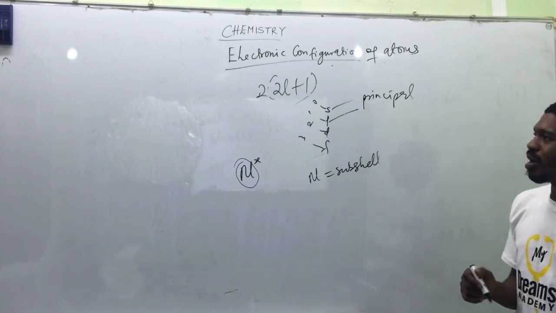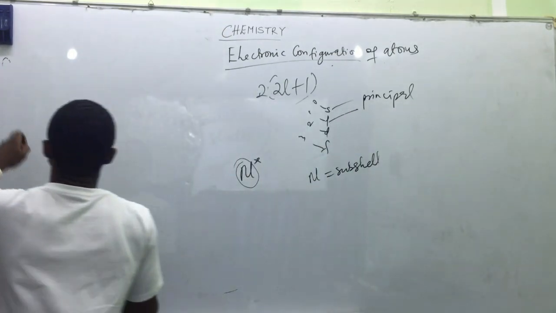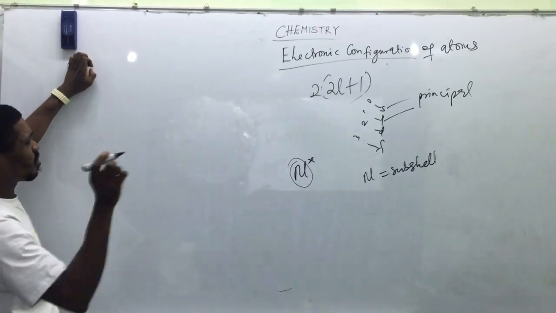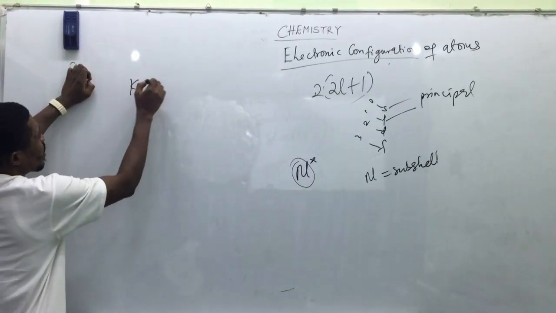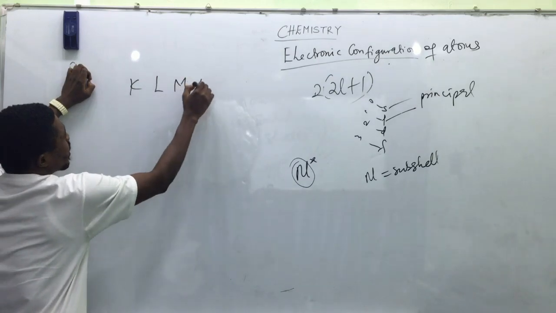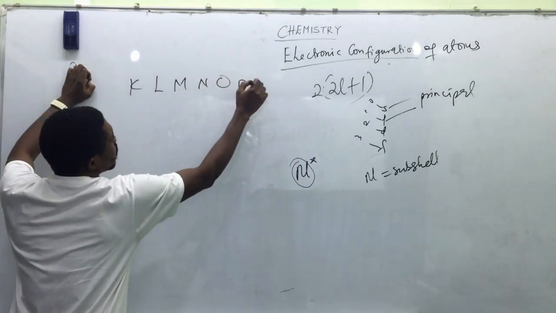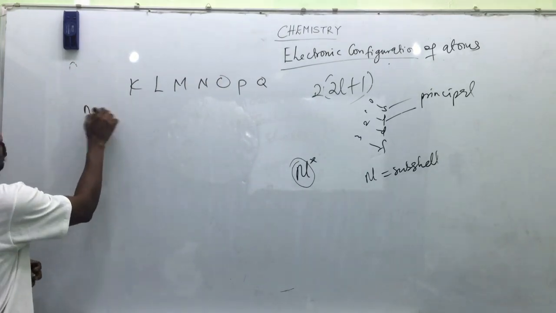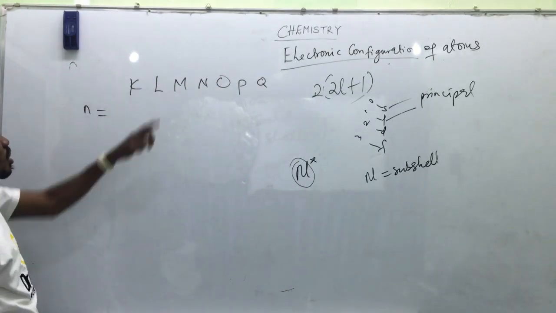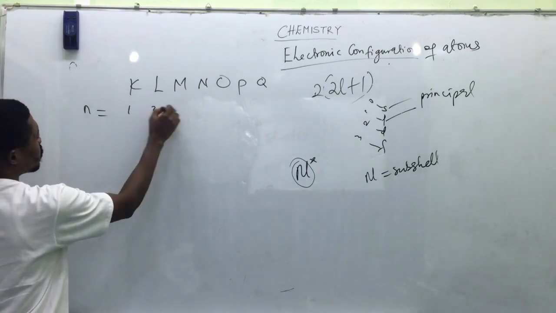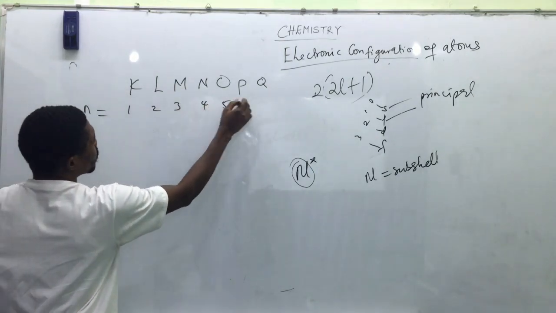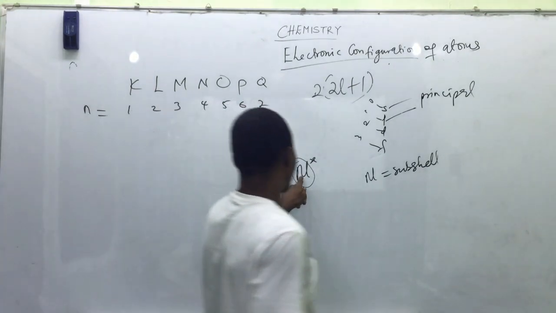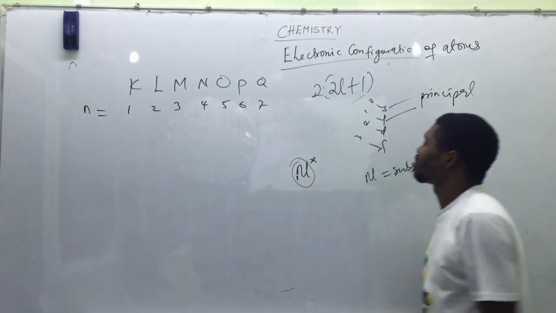Let me help you understand this more. There are 7 shells existing in the modern periodic table. They are K, L, M, N, O, P, and Q. The principal quantum numbers for each of these shells are 1, 2, 3, 4, 5, 6, and 7. So this n you are seeing here will represent the shell.